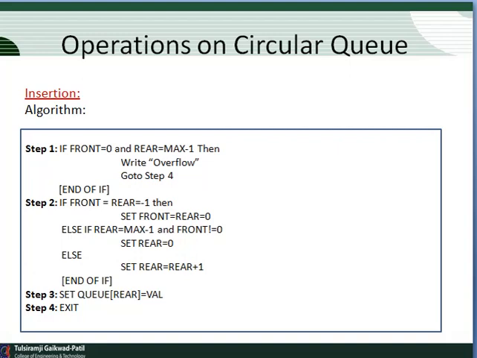Ultimately, we have to perform the insertion operation from the rear end, as it is the principle of the queue. If we want to insert a new element into the queue, we always have to insert it from the rear end. If we want to remove an element, or perform the deletion operation on linear queue, circular queue, or any different type of queue, we have to perform it on the front end. Deletion takes place at the front end and insertion takes place at the rear end. So end if, and step 3 is to set the queue rear value, rear is equal to val.